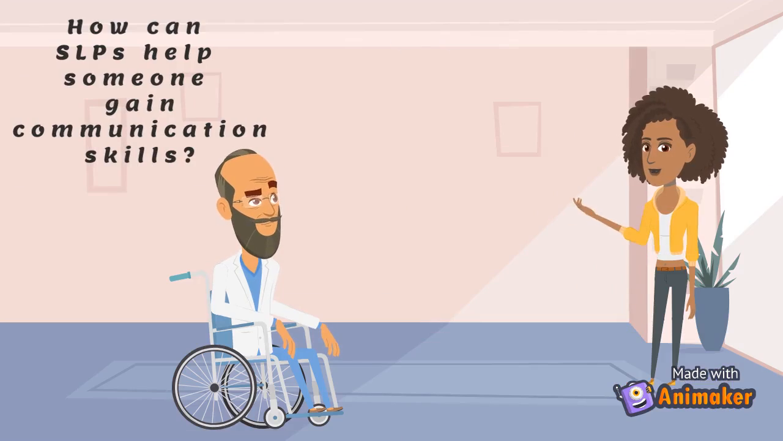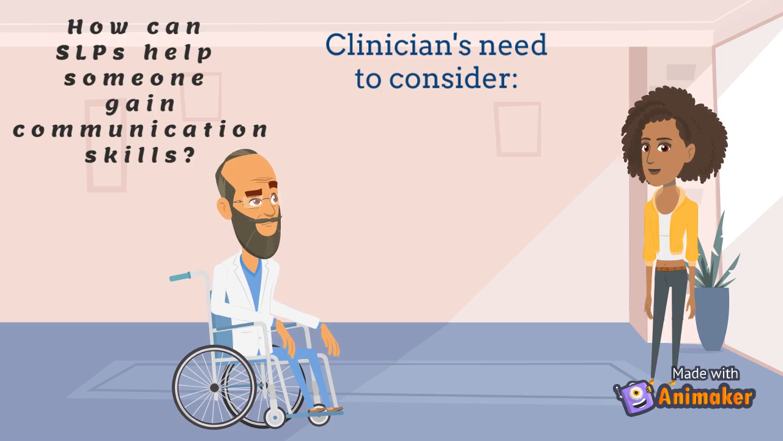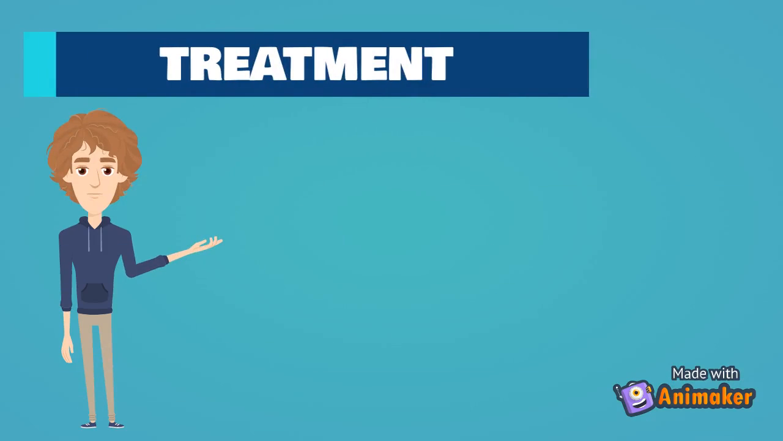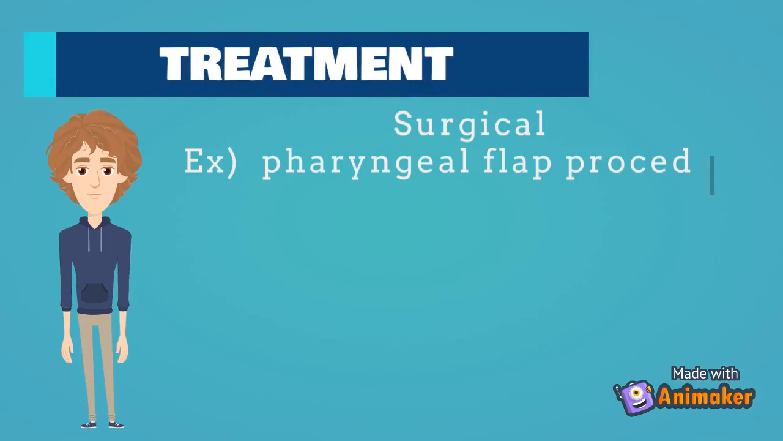How can SLPs help an individual with dysarthria gain communication skills? Clinicians will need to adjust their treatment tasks according to the requirements, abilities, type, and severity of dysarthria. The treatment can be surgical, such as a pharyngeal flap procedure, where a flap tissue from the pharynx is surgically attached to the velum to correct airflow.